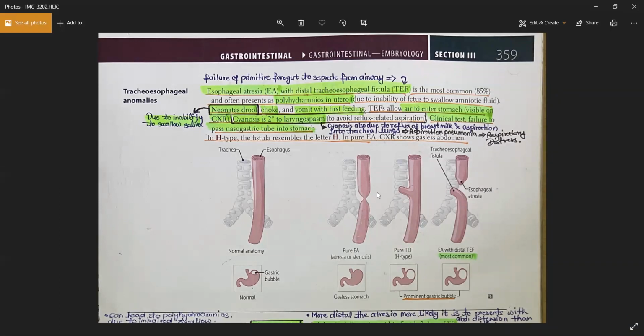In all of these scenarios, you can have a polyhydramnios. Because of this constriction, the fetus won't be able to swallow the amniotic fluid, and as a result, the volume of this amniotic fluid will keep on increasing.